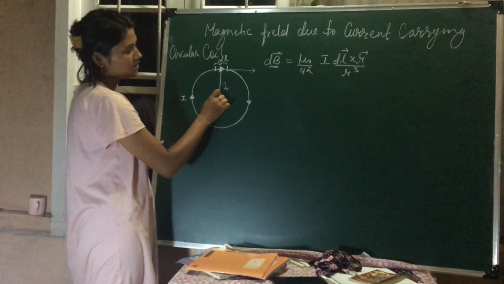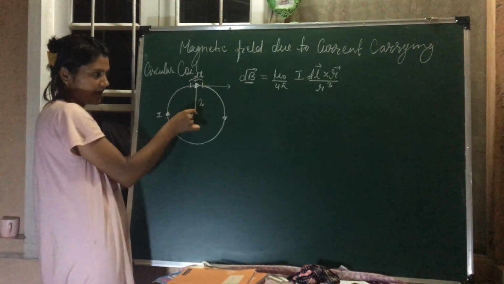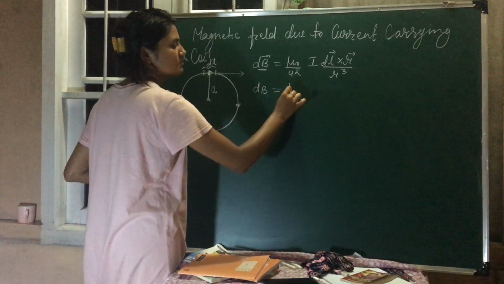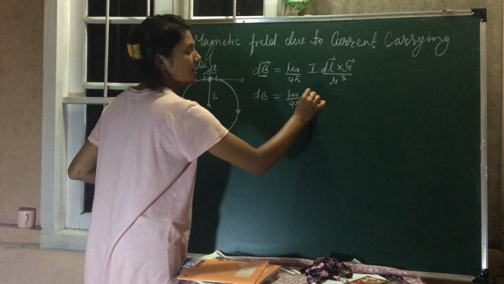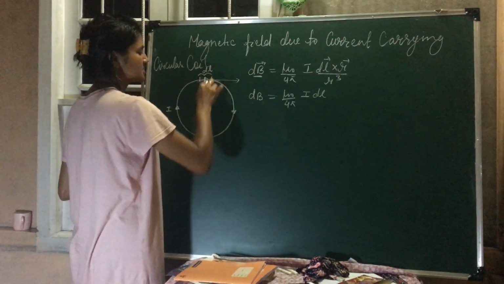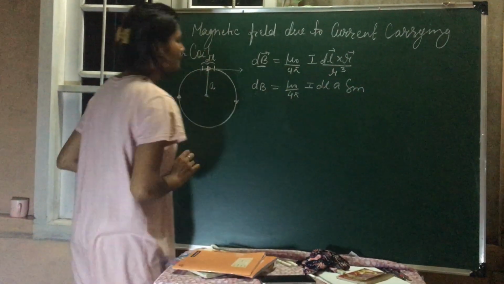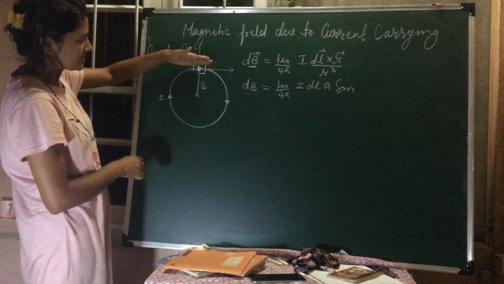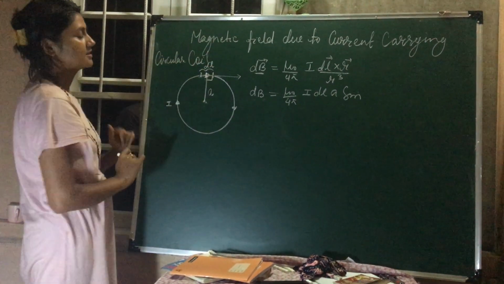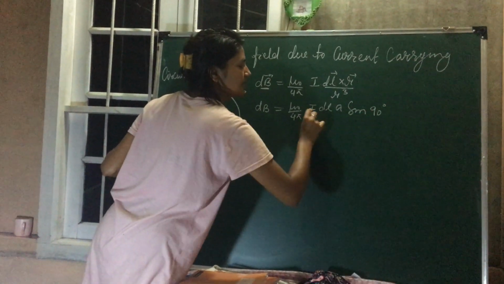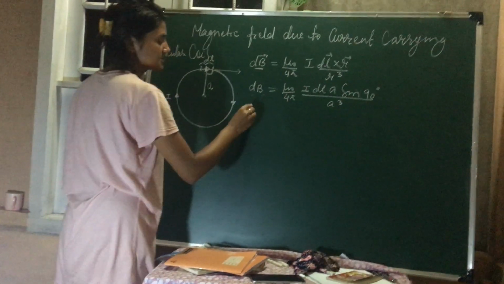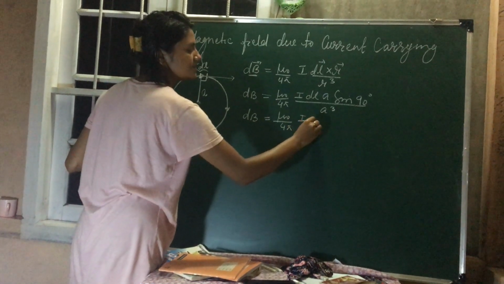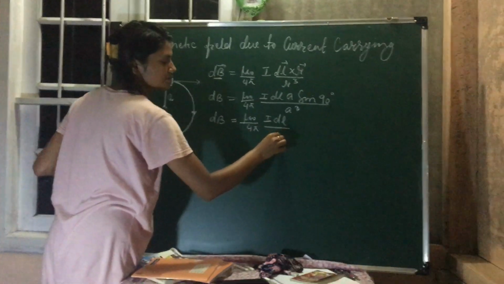Now, using the Biot-Savart law for this elemental section, the magnitude is mu 0 by 4 pi, I dL, sine of the angle between dL and R, divided by R cubed. The distance R is A. dL is along here, the distance is along here, so the angle is 90 degrees, and sine of 90 degrees is 1. So dB is mu 0 by 4 pi, I dL by A squared.